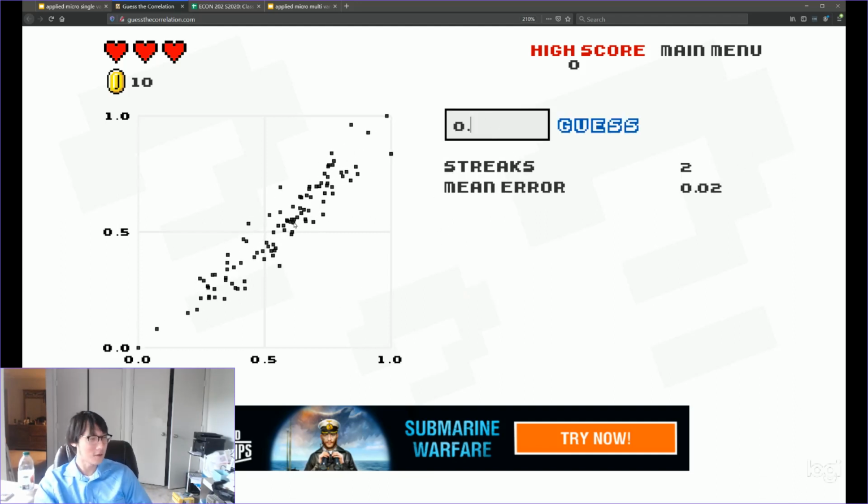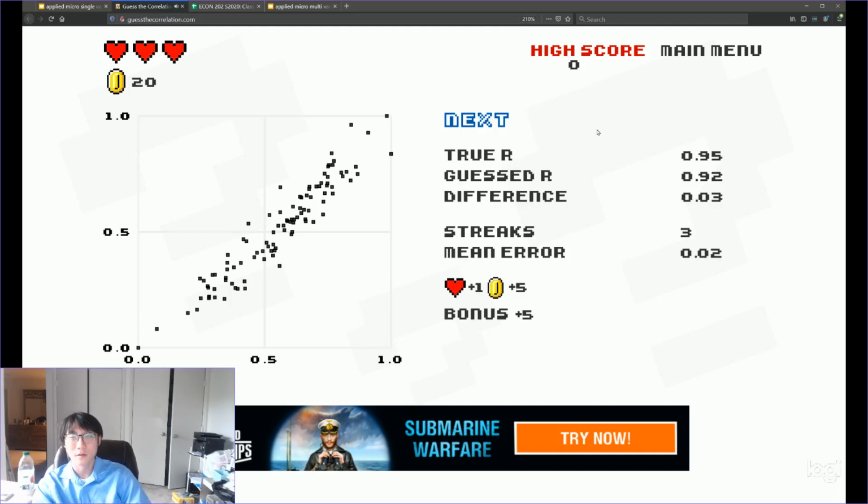Okay, now, you can see this is kind of in between the first and the last case, right? These dots are pretty much lining up on a line. So I'm going to say that this has a correlation of 0.92. Okay, so it looks like it had a correlation of 0.95.